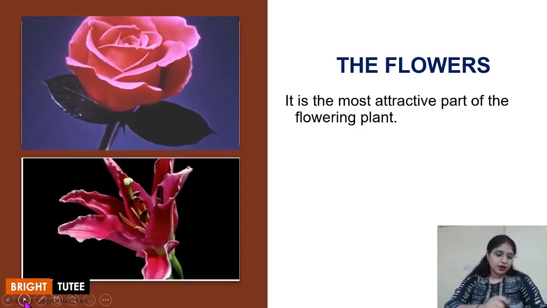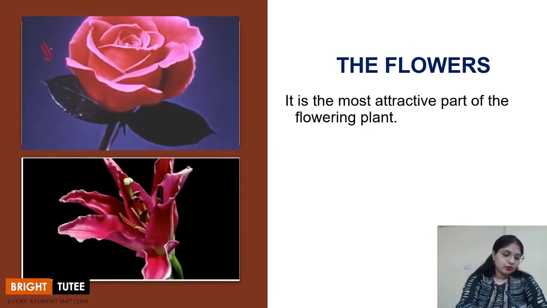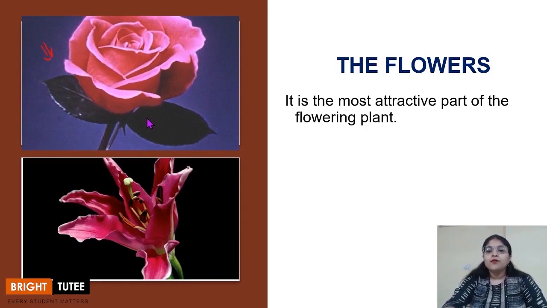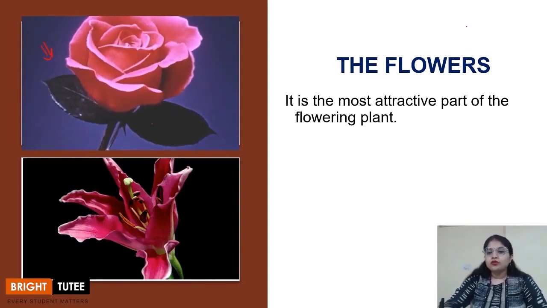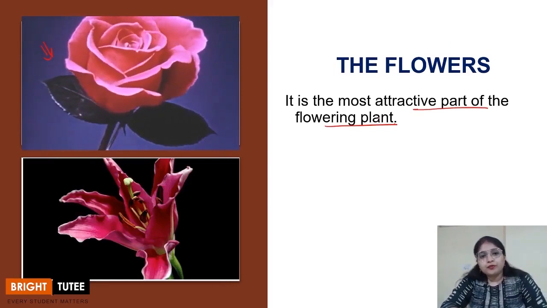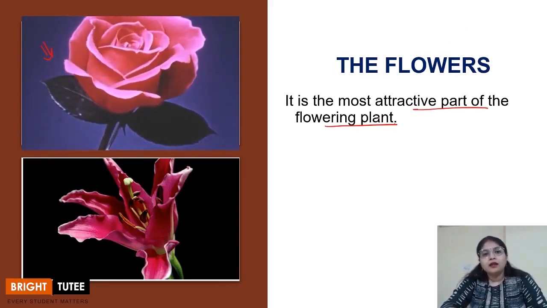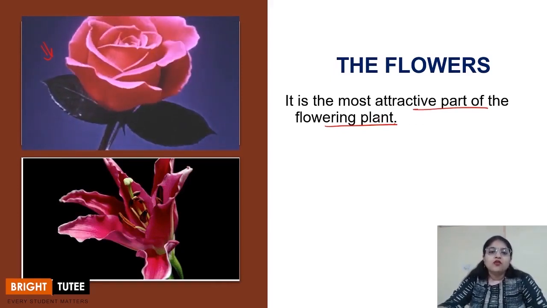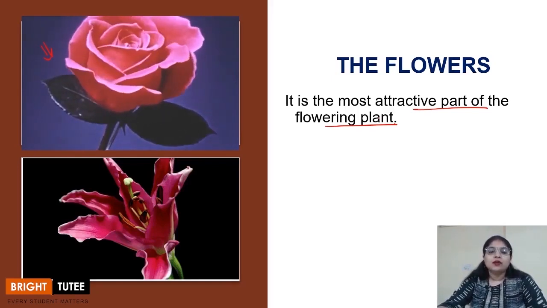Right? So if you look at these pictures, easily you will be able to understand that this particular plant is a rose plant, right? So flower is the most attractive part of the plant, right? So for all the flowering plants, there is this flower which is very attractive and usually has a very nice smell, right?